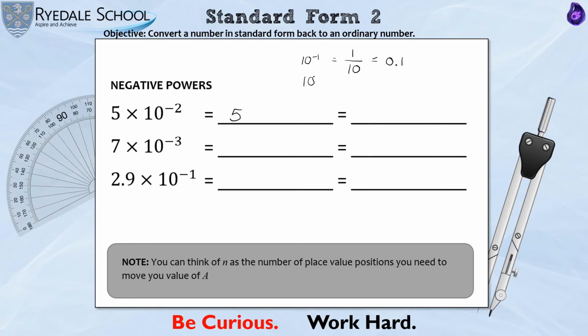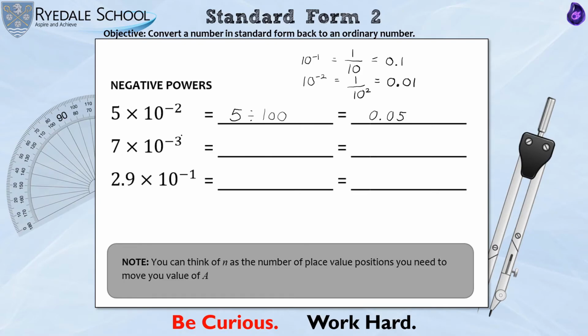Similarly, if I did 10 to the power of minus 2, that is 1 over 10 squared, or 1 over 100, which is 0.01. So in this example, we are taking 5 and timesing it by 0.01. And that's actually equivalent to dividing by 100. So you could think, if you prefer, instead of it being times by 0.01, of it being divided by 100. And 5 divided by 100 is 0.05. So 5 times 10 to the negative 2 is 0.05, written as an ordinary number.